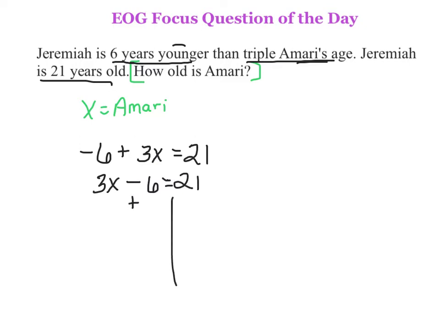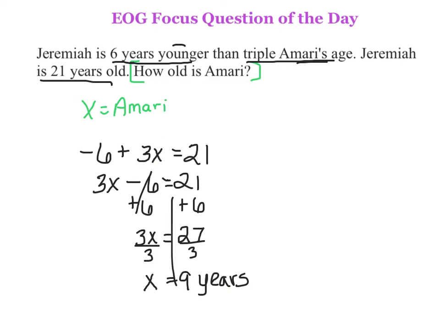Solve my two-step equation. Inverse operations, I add 6 to both sides. I'm left with 3x equals 21 plus 6 is 27. Divide both sides by 3, and I'm left with x equals 9. So Amari is 9 years old. Hopefully now you feel a little more confident with these age type problems and setting up equations to solve.